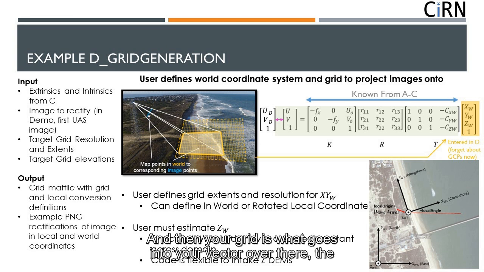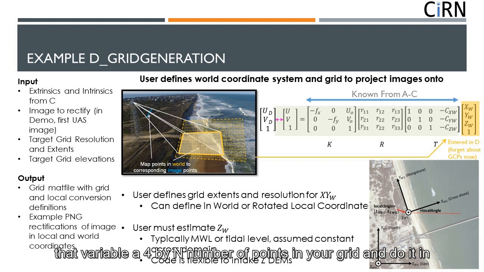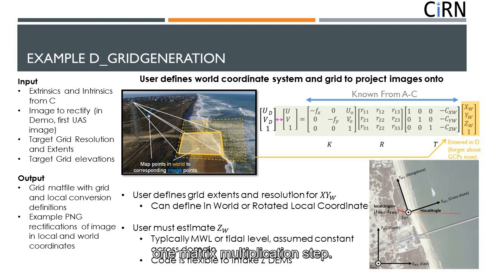And then your grid is what goes into your vector over there, the X, Y, Z, 1. That typically is going to be a 4 by however many points in your grid vector that you're multiplying to make all the matrix dimensions work out. So you don't have to just do one point at a time and loop through. The beauty of matrix multiplication is you can make that variable a 4 by n number of points in your grid and do it in one matrix multiplication step.